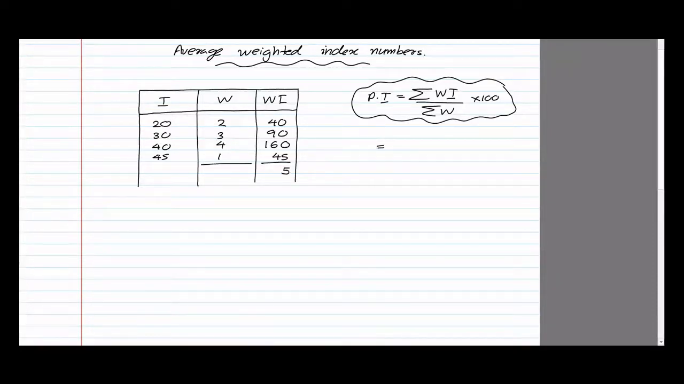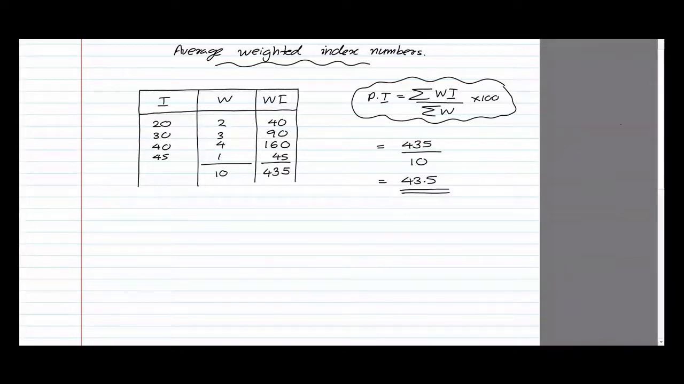Sum here: 40 and 90, 130, 130 and 160, 290, 290 and 45, 435. So this is 435 divided by sigma W, 2 and 3, 5, 5 and 4, 9, 9 and 1, 10, is 43.5. Likewise, it's the same way of finding the mean. Okay, we call it average weighted index numbers.